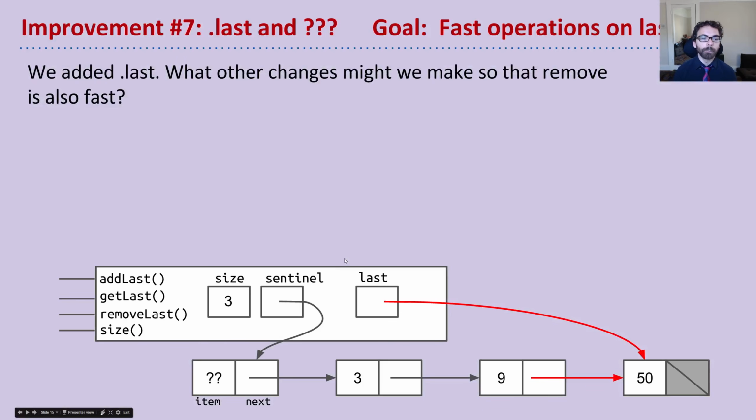So what I'd like you to do now is consider, what could I do, right? This is a good start, I'll tell you that. But what can we do to the overall structure of the list so that remove last is also fast? So think about that a little. You have to do something else other than just adding a pointer up here. That's not going to get you anywhere. So think about what else you might do.